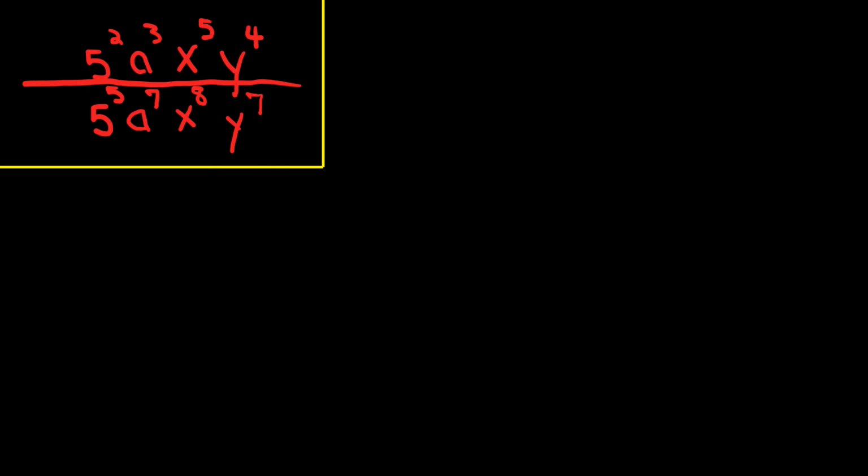So here's a bit more of a challenge. We have 5 to the second power times a to the third times x to the fifth times y to the fourth, all divided by 5 to the fifth times a to the seventh times x to the eighth and times y to the seventh. The good thing about this problem is that they all have the same base.